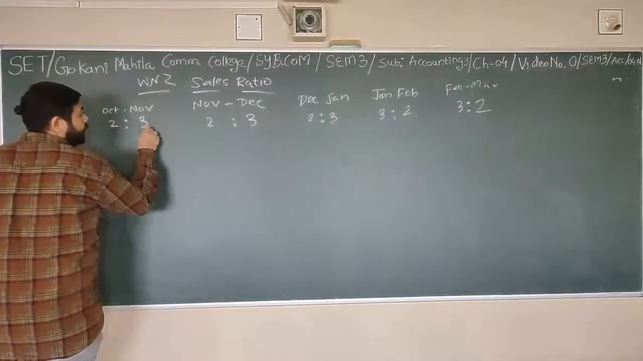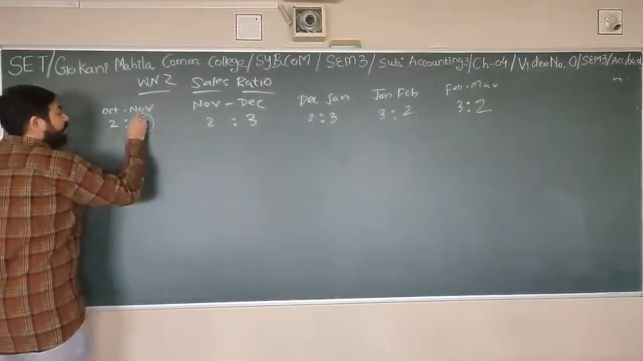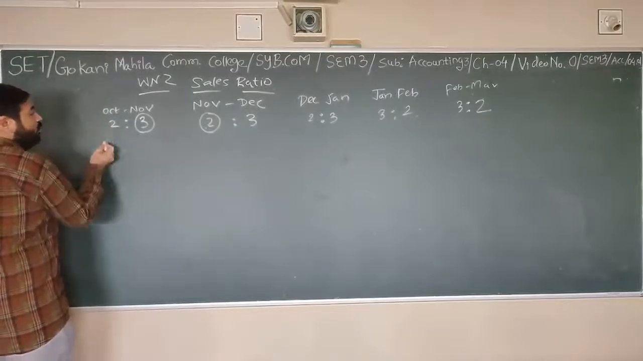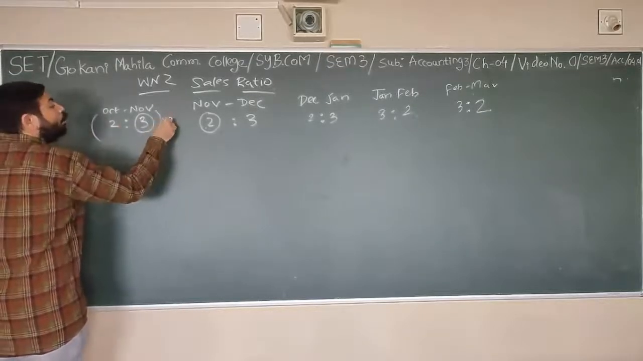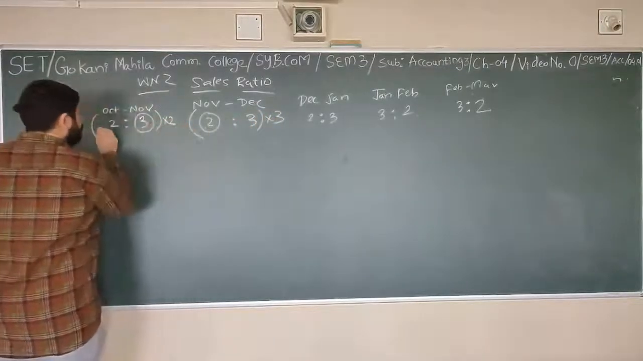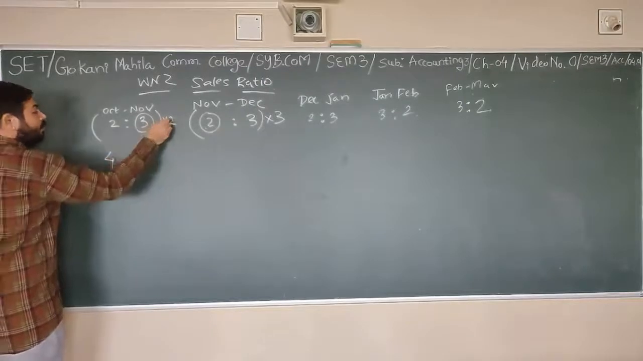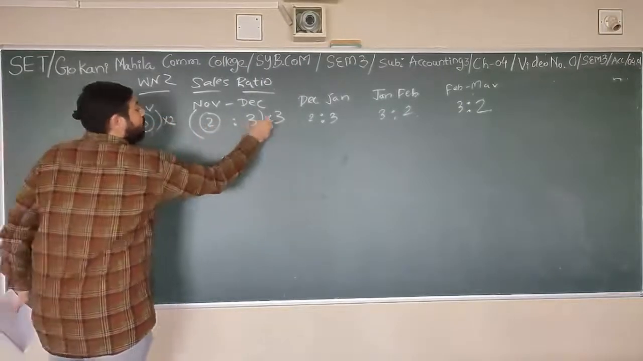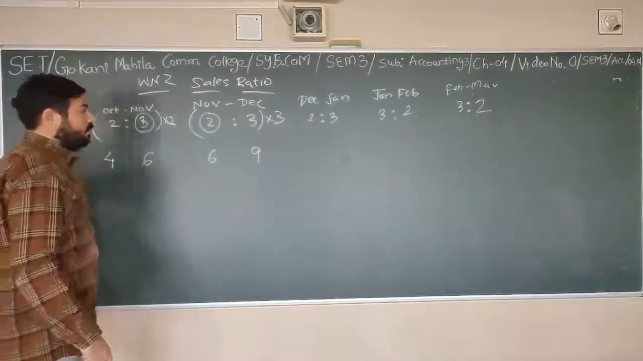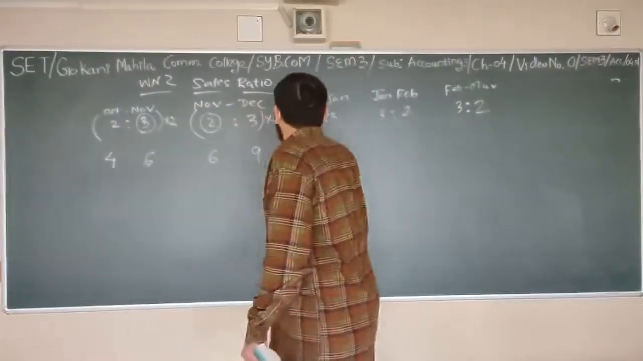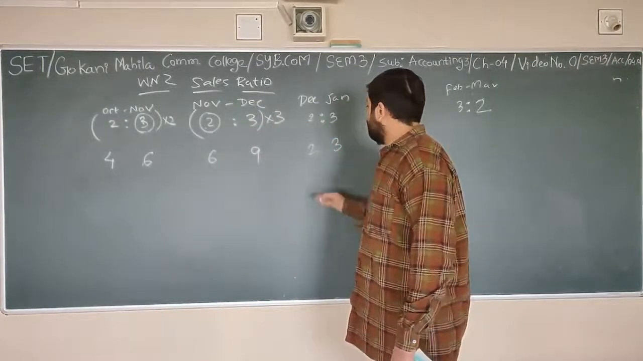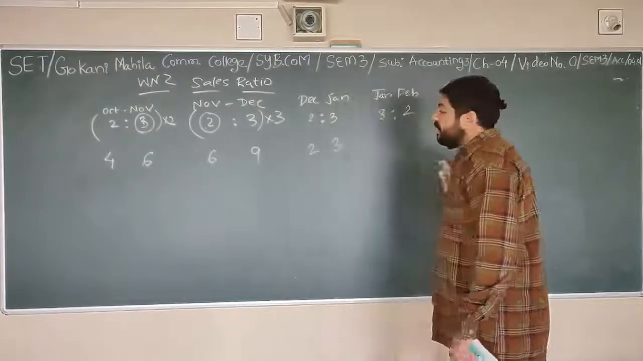See, here is 2 and 3. Here November is 2, 3 and 2. What will we be doing? Multiply with each other. So the whole ratio will be multiplied with 2, and here the whole ratio will be multiplied with 3, because it is 3. So 2 2's are 4, 3 2's are 6. 2 3's are 6, 3 3's are 9. See here, 4, 6, 6, 9. But here for December we are giving 2 and 3. Yes or no? So we have to take basically the LCM.